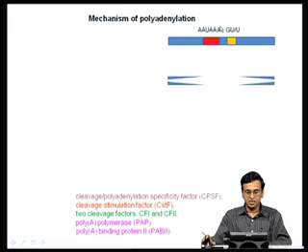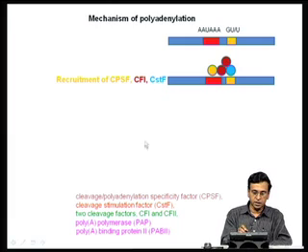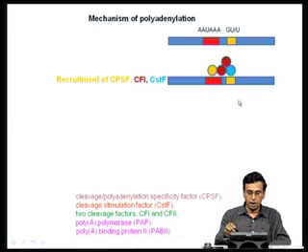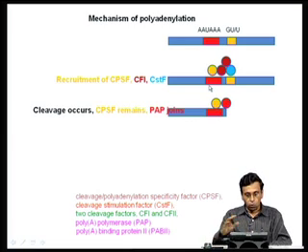These are the cis-acting sequences which are recognized by specific trans-acting factors. The first step in polyadenylation is recruitment of 3 proteins: the cleavage and polyadenylation specificity factor, CPSF, the cleavage stimulation factor, CSTF, and the cleavage factor 1. These proteins recognize the AAUAAA sequence and the GU-rich sequence, and they bind and are recruited to the cis-acting elements of the messenger RNA, which are present at the 3' end. And once these assemble and recognize the poly A sequence, cleavage takes place about 20 to 30 base pairs downstream of the polyadenylation signal.